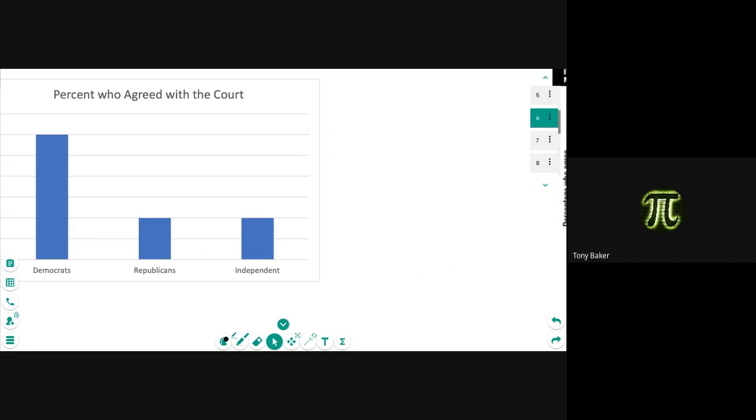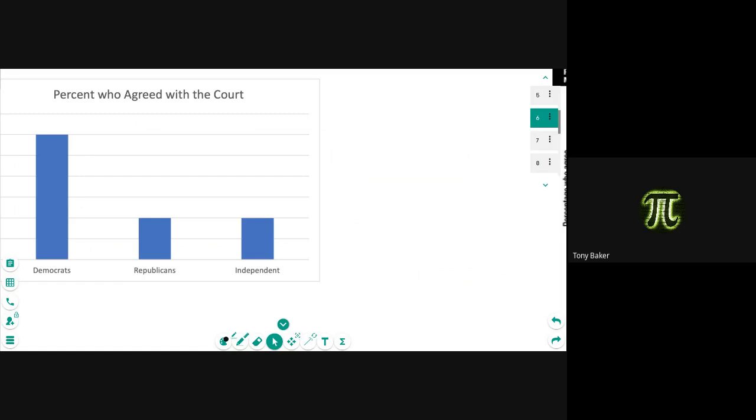Here's the bar graph. What can you tell me about this bar graph? Yes. The length between the agreement with the court, you can't see the percentage, but see how there's more Democrats than both Republicans and independent people.